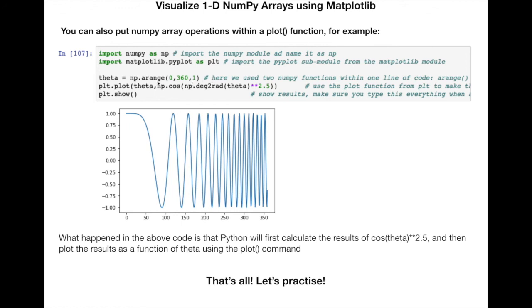Now I'm making a plot. Remember, x, the horizontal axis, is theta, from 0 to 360. And then for y, instead of using a variable, I'm actually replacing y with an operation. This operation is basically doing cosine theta to the power of 2.5. Before I do that, I convert theta from degrees to radians, deg to rad. That's converting theta from 0 to 360 to 0 to 2 pi. So this is plotting cosine theta to the 2.5, and then you show the function.